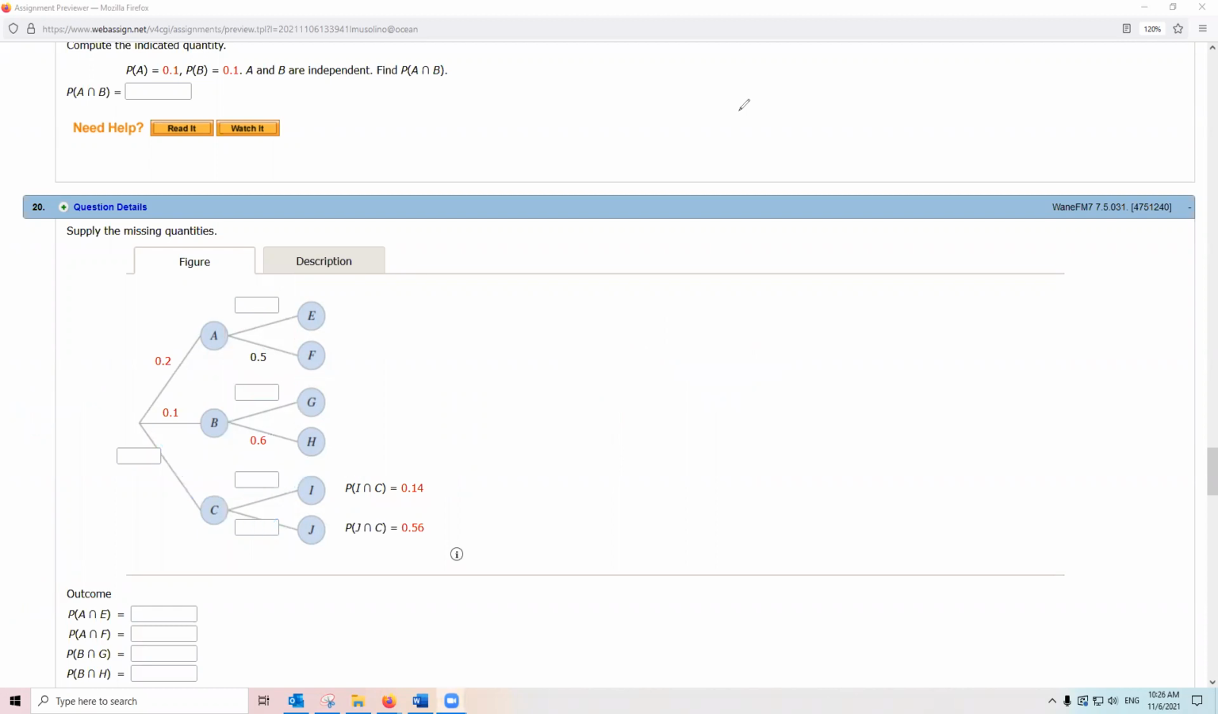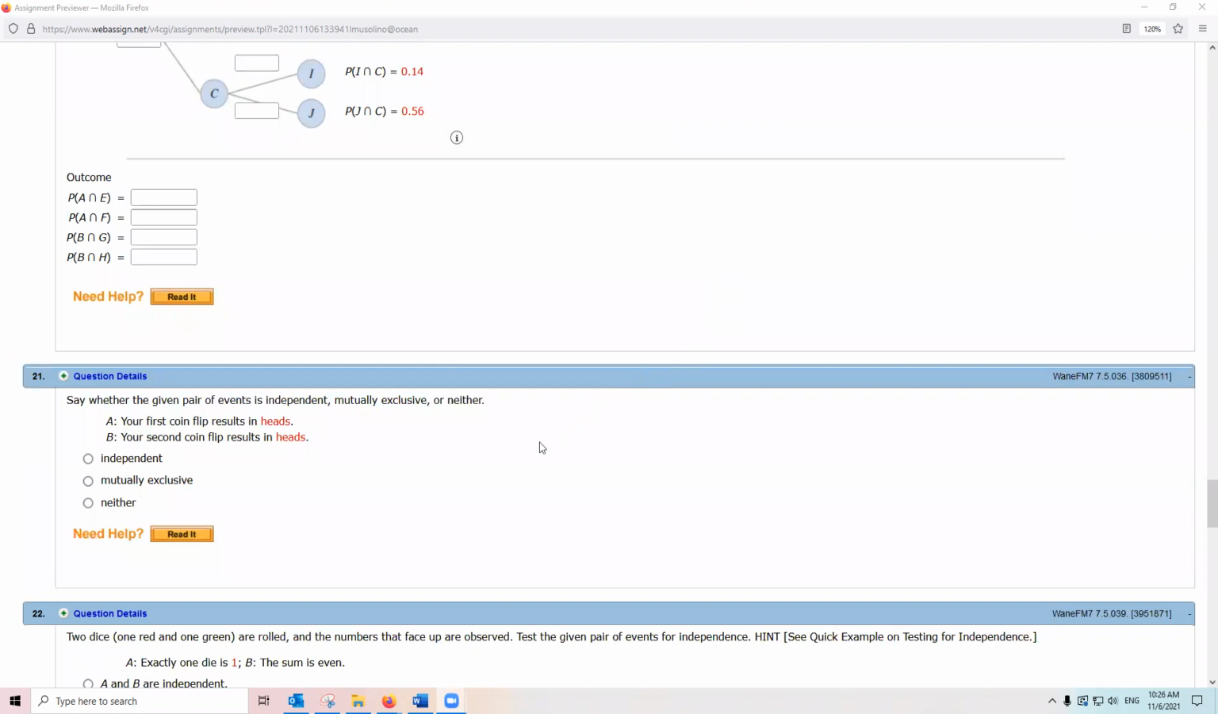All right, let's see here. What else? Let's go to number 21 here. It says again, state whether these events are independent, mutually exclusive, or neither. And it says your first coin flip results in heads, your second coin flip results in heads. Well, I got to ask myself, are these independent? So what I'm asking myself is, does the result from the second coin flip affect the result from the first coin flip in any way?